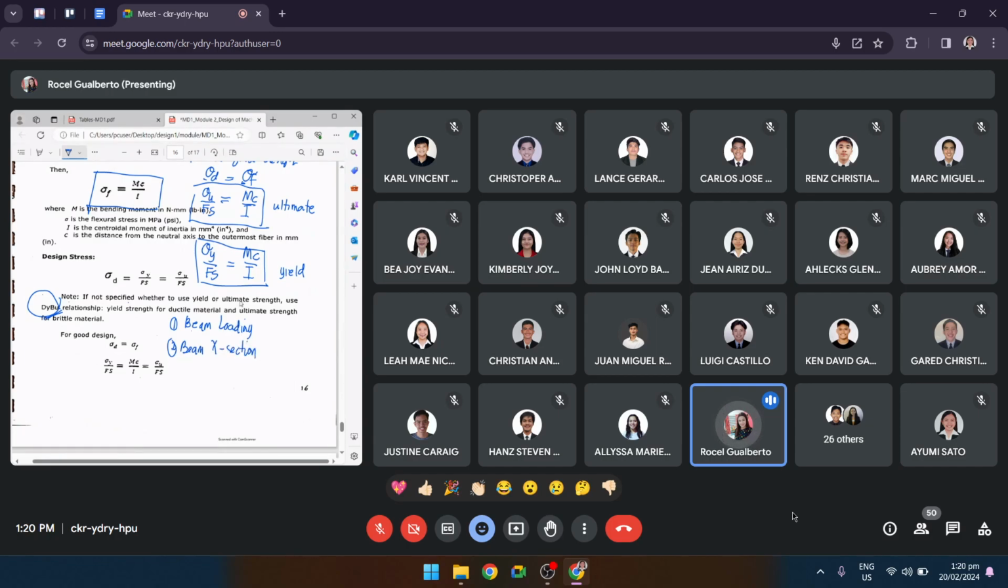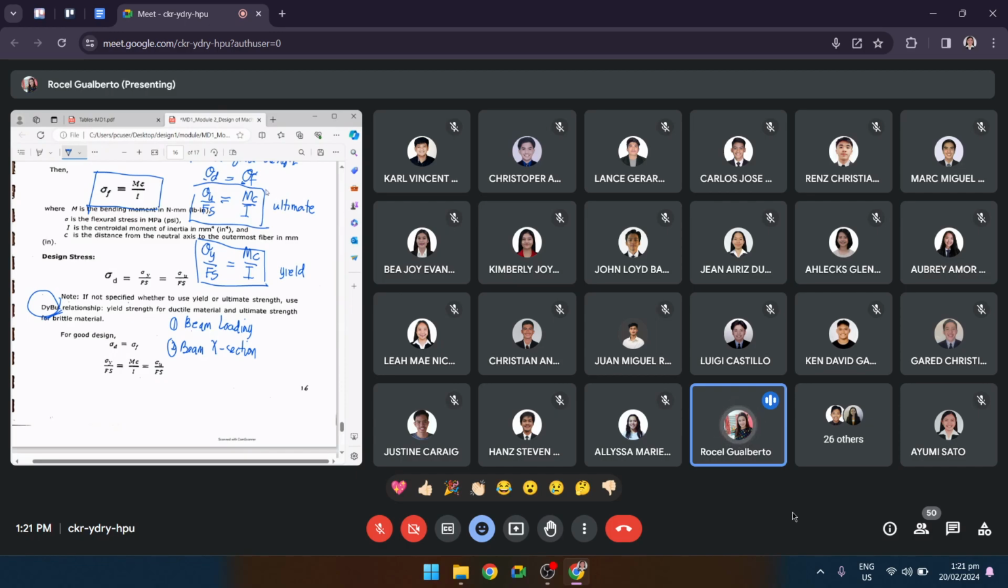Beam loading will pertain to the forces being handled by your beam. Say for example, in our classroom, if you see the ceiling ng mga classrooms natin, you would see there dalawa pong beams. Yung beams po na iyon has a certain purpose why it is located doon sa itaas.